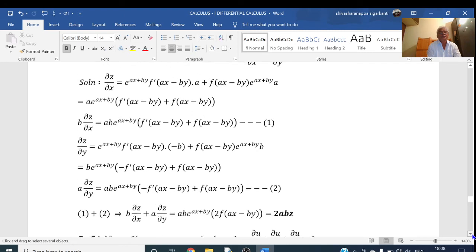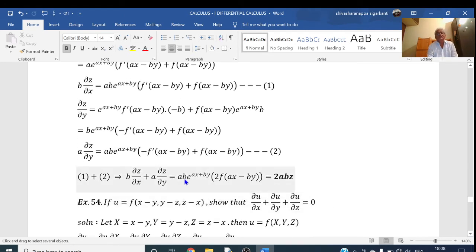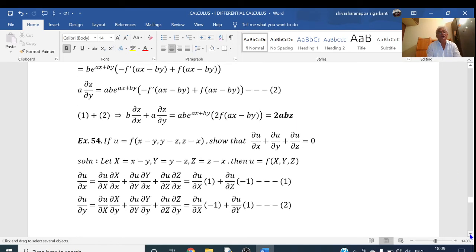So we get ab into e^(ax+by) into 2 times f(ax−by). That is 2ab into e^(ax+by) f(ax−by), and this is nothing but our z. That is 2ab z, which is the required relation. Next example.